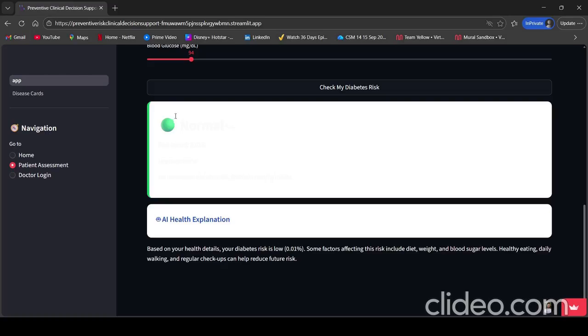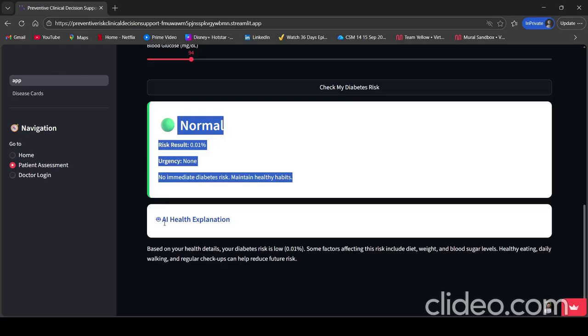Once we click check my diabetes risk, the system generates a risk probability, a risk category, an urgency level, and an AI-generated health explanation. Here the category is normal, the result is 0.01%, urgency is none, and there are no immediate diabetes risks, maintain healthy habits. Importantly, this is not a diagnosis, it is a screening aid.